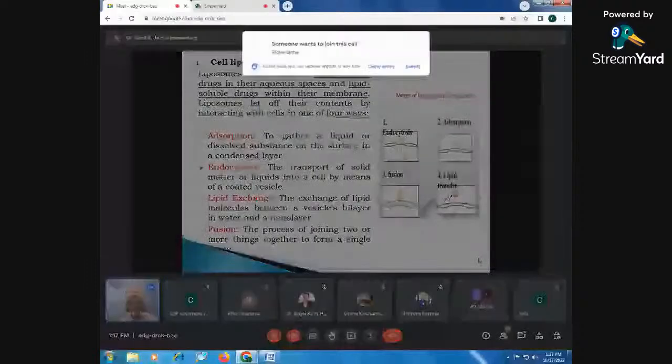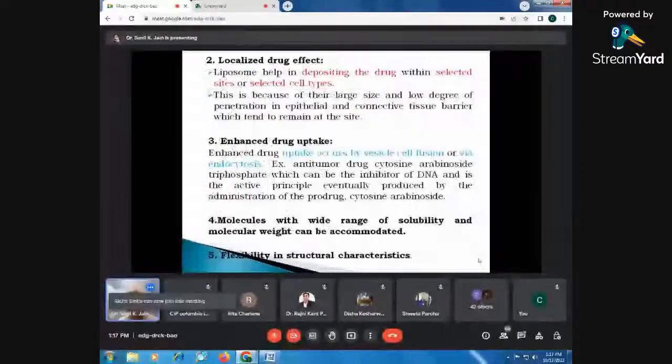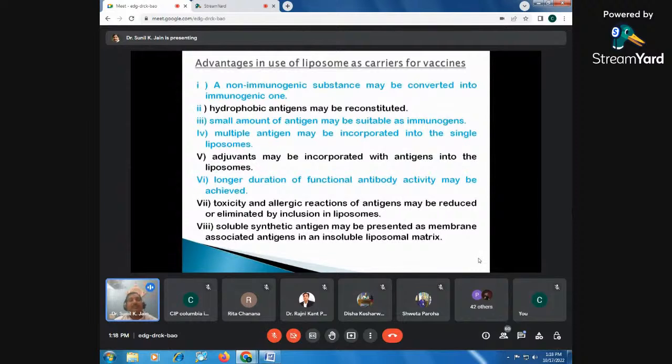Now, the second point is localized effects. Liposomes help keep the drug within selected sites or selected cell types. This is because of their large size and low degree of penetration of the epithelial and connective tissue barrier, which tends to keep them at the site. Enhanced drug uptake can occur by vesicle-cell fusion or by endocytosis. Molecules with a wide range of solubility and molecular weight can be accommodated, and flexibility in the structural characteristics that I discussed earlier.